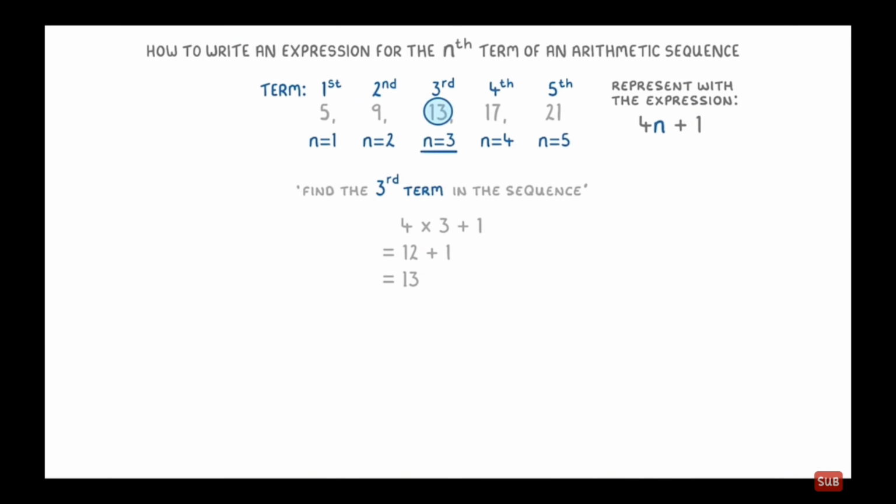Now, obviously for the third term, we could have just looked at our sequence and seen that it's 13. But for bigger terms, like say the 50th term, we can't just look at our sequence, and it would take us ages to keep on adding 4 until we get to the 50th term. So instead, because we know that n will be 50, we can plug 50 into the expression to get 4 times 50 plus 1, which is 200 plus 1, so the 50th term is 201.